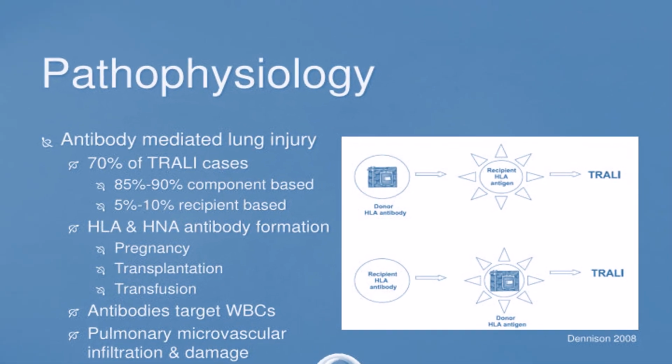So first, antibody mediated lung injury, which involves HLA type 1 and type 2. It occurs in 70% of TRALI cases, and 85 to 90% is component based, and 5 to 10% is recipient based. HLA and HNA antibodies are formed during transplantation, transfusion, or pregnancy, and these antibodies target the WBCs, which leads to pulmonary microvascular infiltration and damage.